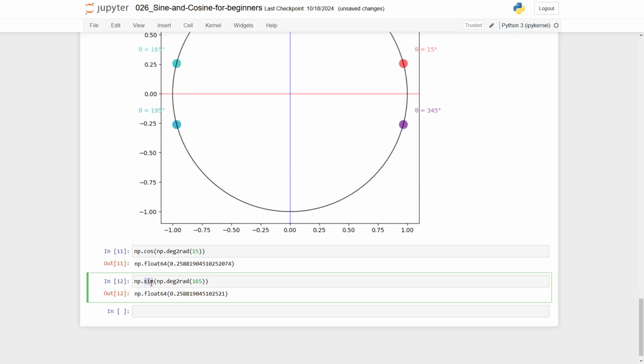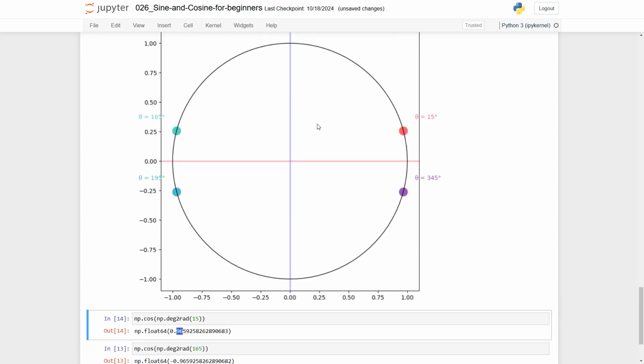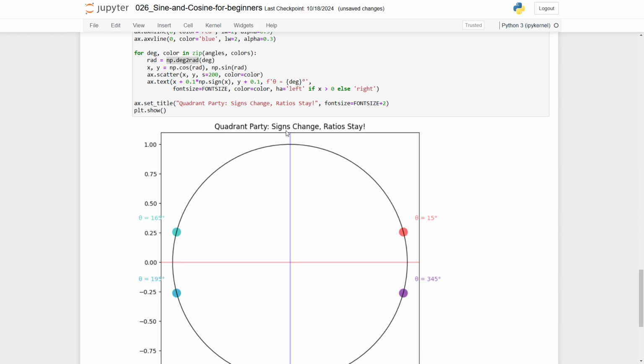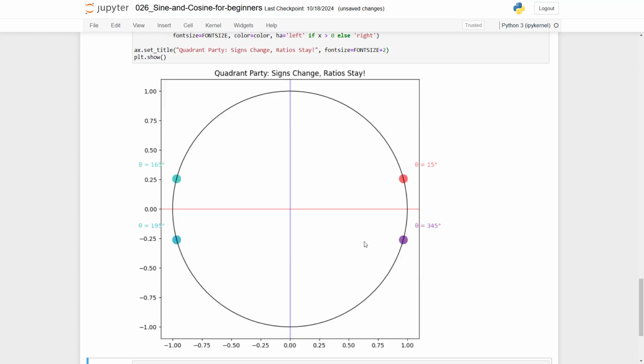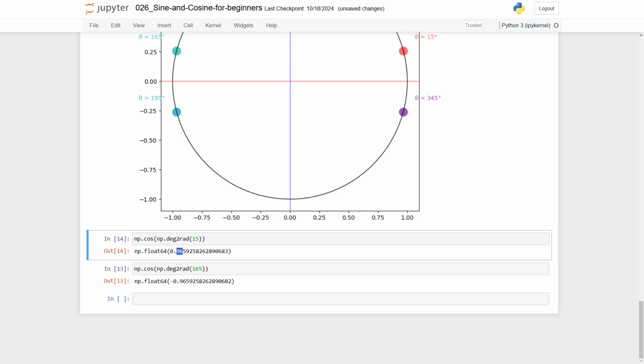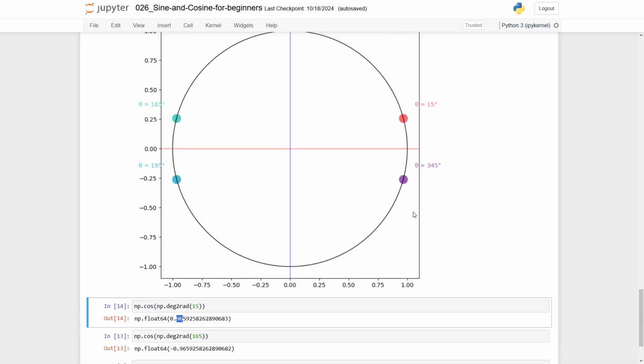Cos with a minus, and this one should be with a minus as well. See, minus 0.96. So this is what you should know: signs change, ratios stay. It's a nice pattern, and this is pretty much how it works. Now let's talk about sinus and cosinus that repeat themselves on every 360 degrees.